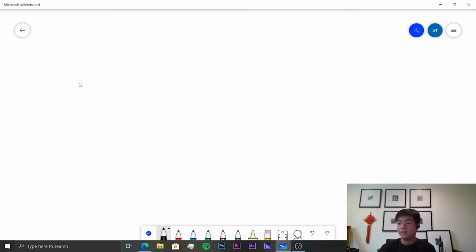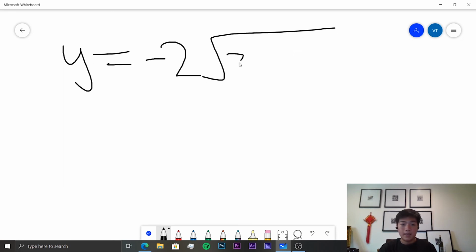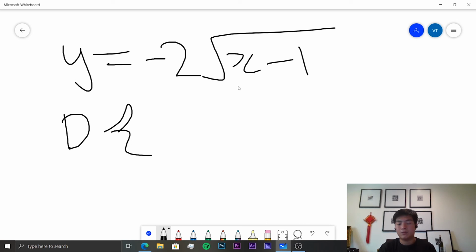So we have y equals negative 2 times the square root of x minus 1. What's the domain of this function? The domain is still when x minus 1 inside the square root has to be greater than or equal to 0. So in this case, x just has to be greater than or equal to 1.